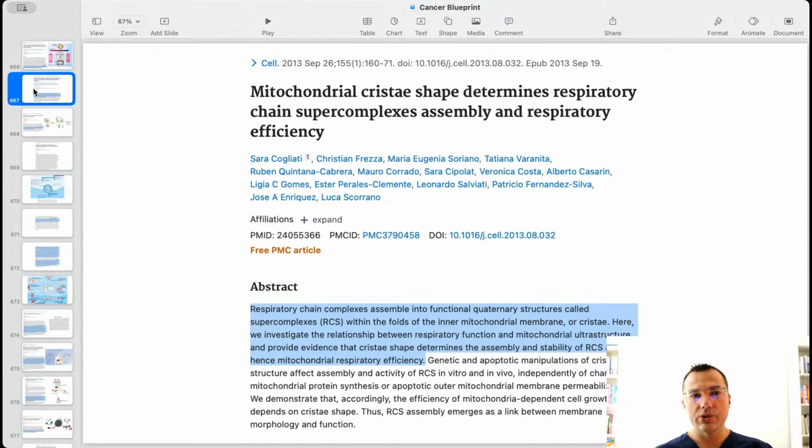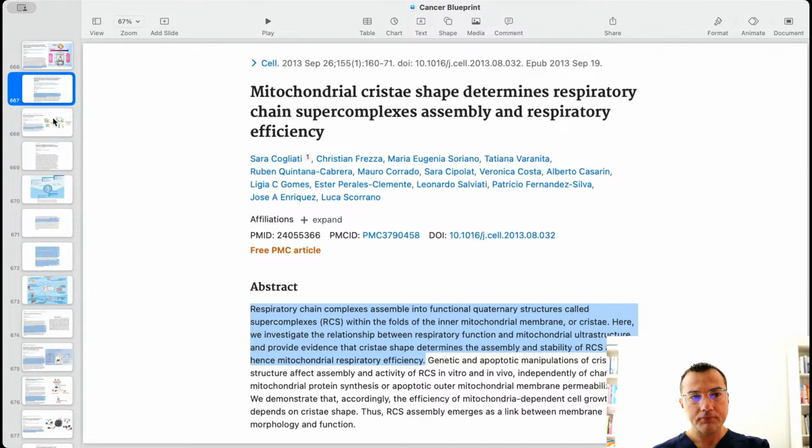Before I read off this slide, I just want to remind us that in biology, generally, structure equals function. If the structure of something is off or broken, then generally it's dysfunctional or completely non-functional. The mitochondria are no different. The shape of the mitochondria, how long or short they are, how organized their inner membrane folds, called the cristae formation, all have very important effects on how functional that mitochondria is. This paper is titled Mitochondrial Cristae Shape Determines Respiratory Chain Supercomplex Assembly and Respiratory Efficiency.